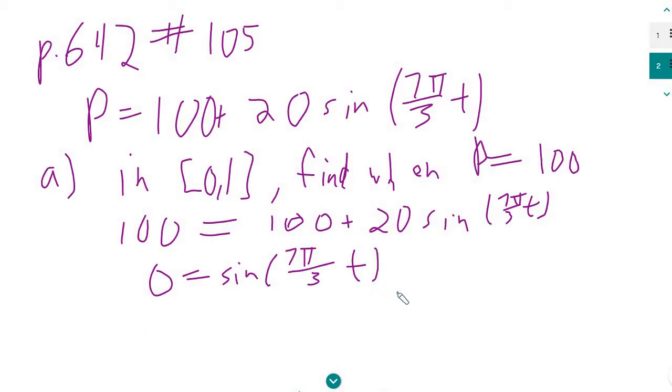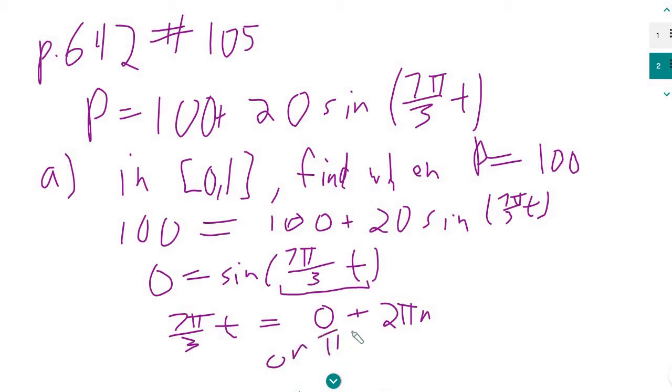Okay? And now this is our similar technique to before. You ask yourself on the unit circle, where is there a sine value of 0, right? That only happens at two places on the unit circle, which is at 0 and at pi. So basically we're saying that the inside of this sine function, we're treating that as our whole x, right? So 7 pi over 3 t would have to either be equal to 0, plus extending that by the period of sine, which is 2 pi n, or pi plus 2 pi n.